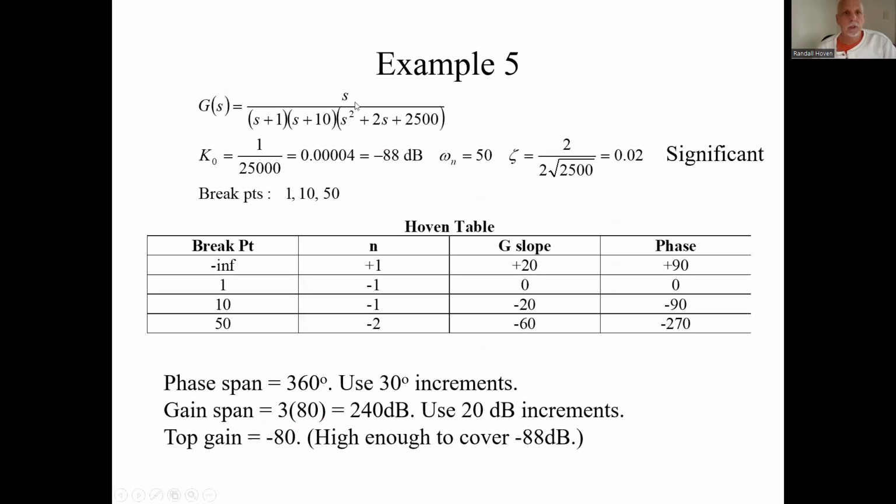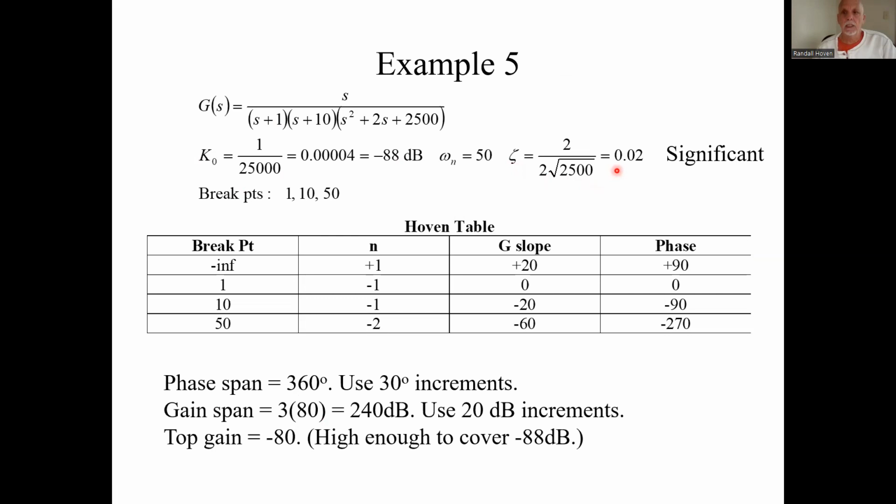Okay, one example where we can't ignore the zeta. Here's our transfer function. We have a 0 at the origin. So the minus infinity breakpoint is going to be a plus 1 to the power of 1. That's a new feature in this example. Let's see, the breakpoints at 1, 10, and the square root of 2500, which is 50. K naught, ignore this s, divide by 1 times 10 times 2500. It's pretty small, it's minus 88 dB.